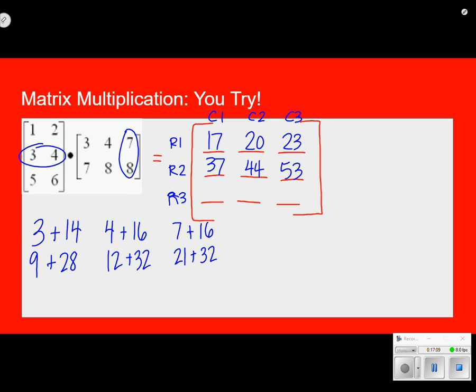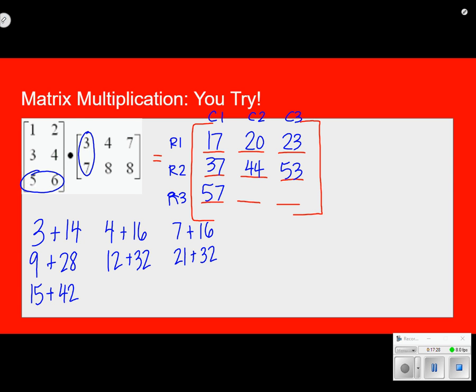All right, so we're done with row 2. Now let's do our last row. And then we've got our columns. So 5 times 3 is 15. 6 times 7 is 42. We're going to add those together. 15 and 42 is 57.